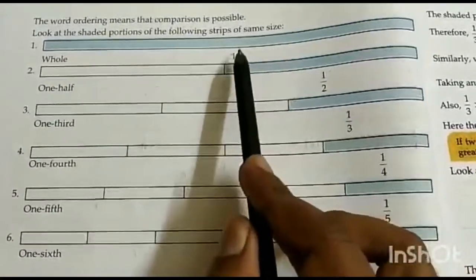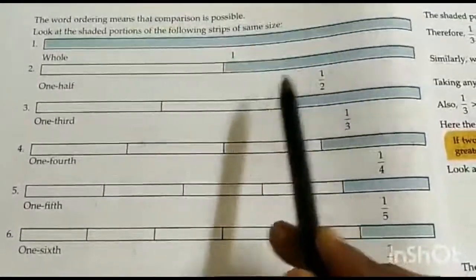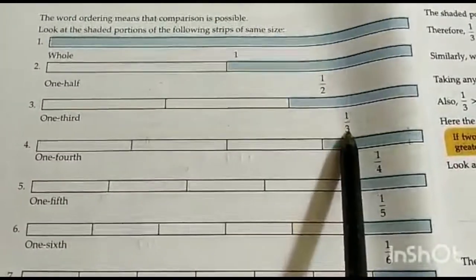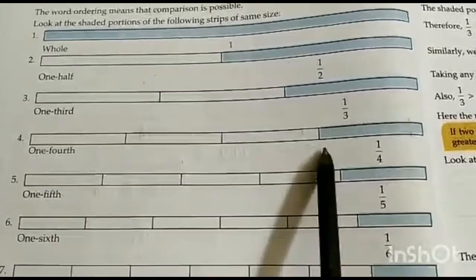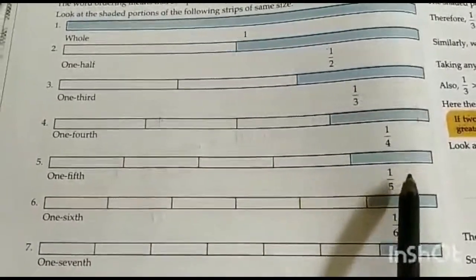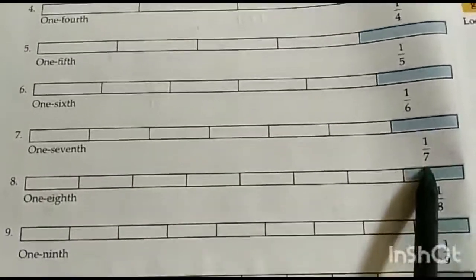First one is fully shaded, the whole is 1. Next, half is shaded, that means 1 by 2. Next, in these three parts only one part is shaded, so what is the fraction? 1 by 3. Next one is 1/4, only one part is shaded in the four parts, so the fraction is 1 by 4. Next, only one part is shaded in the five parts, so the fraction is 1 by 5. Next one is 1 by 6. Next one is 1 by 7.